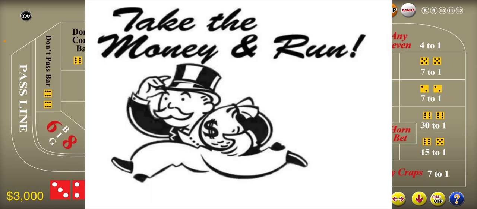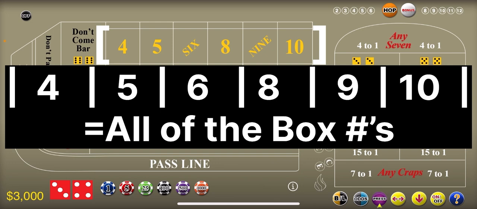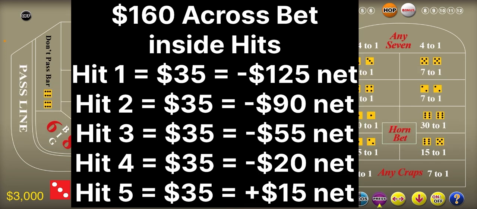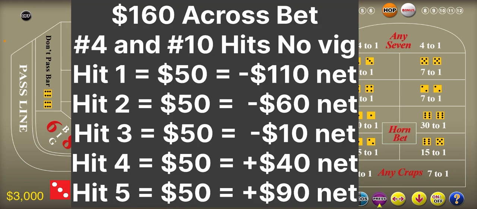For the across bet, which is the 4, 5, 6, 8, 9, and 10, all the box numbers, this is even worse. You have to hit 5 or more inside numbers to get less of a profit. This is because all your bets are so spread out. Each payment is so much less than the total. The benefit of adding 4 and 10 is that they pay so much more. However, they still require 4 hits to pay for the total.